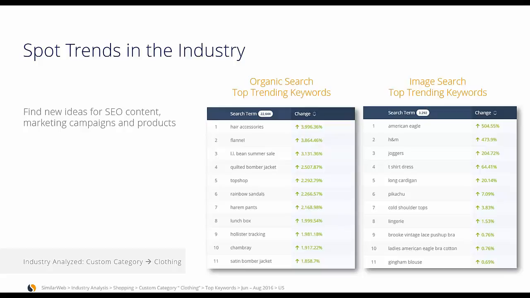There they are looking, and he's trending within Google image search. And you can see how popular things are. T-shirt dresses in the shopping industry, joggers, all of these different things are trending, and people are looking for pictures and examples.